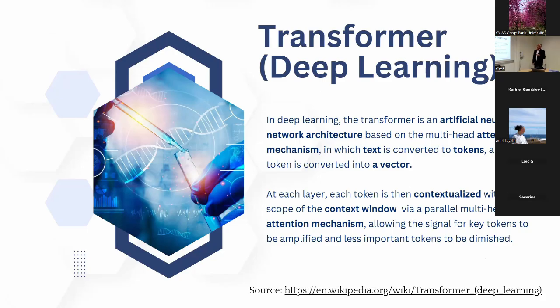This transformer architecture, which is also called deep learning, is based on what they call the attention mechanism, in which the text is converted into tokens, and each token is converted into a vector. So when we train ChatGPT, it cannot understand words. It transforms everything at the end of the day into vectors. So what you have is a bunch of vectors. And why is this interesting? Because at each layer of the network, the token is contextualized within the scope of the window via this attention mechanism. The idea is you can amplify or reduce the signal depending on the importance of the token. With this mechanism, you basically make artificial intelligence learn the context of your word.